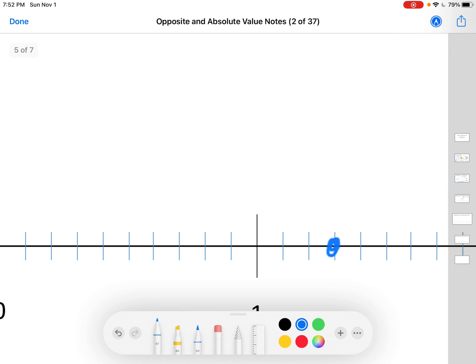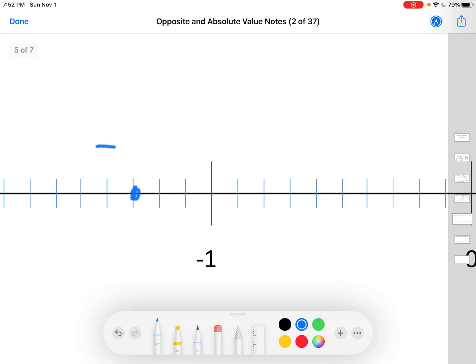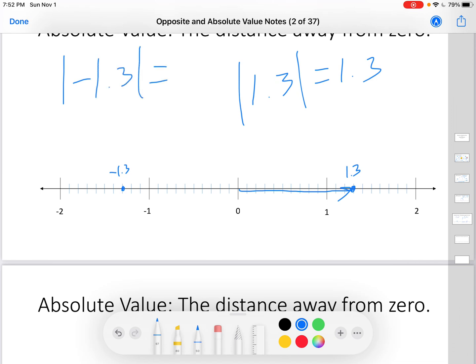So I'll do 1.3 this time. 1.3, and the opposite of that is negative 1.3. And how far away from 0 is this one? So the absolute value of 1.3 is 1.3 because it's 1.3 away from 0. What's the absolute value of negative 1.3? Well, I go 1 and 0.3. It is 1.3. Notice the way both of them are positive. Because both of them are how far away from 0? They are both 1.3 away from 0.